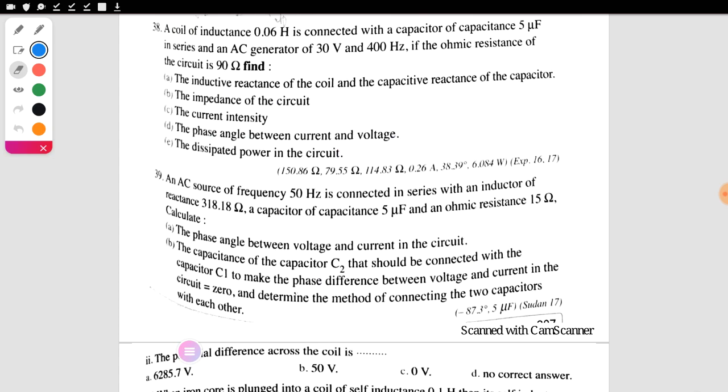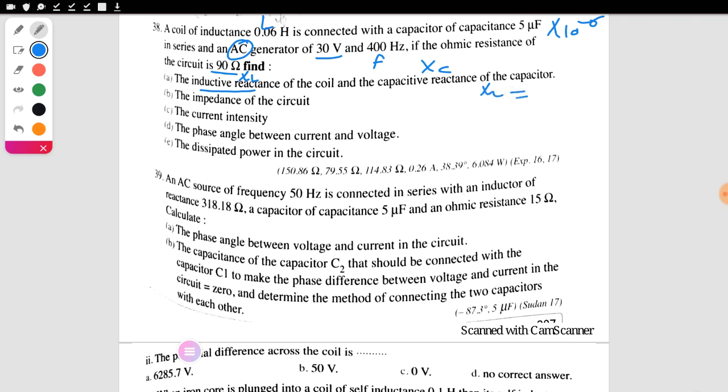A coil of inductance 0.06 Henry is connected with a capacitor of capacitance 5 microfarad, times 10 power negative 6 to convert it to farad, in series with an alternating generator of 30 volt effective EMF. The frequency is 400 hertz and the ohmic resistance is 90 ohm. Find the inductive reactance XL and the capacitive reactance XC of the capacitor.